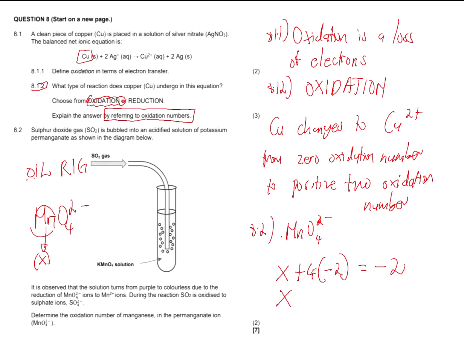So now we are going to say X plus 4 multiplied by -2, that's -8, is equal to -2. And then to calculate our X, we just simply need to transpose this -8. It becomes +8. And then X now becomes -2 plus 8, that's equal to +6, right? And that's how you would calculate that. So in conclusion, I will say, therefore, the oxidation number of Mn is 6. Okay, that's how we were supposed to solve this question for only 7 marks.